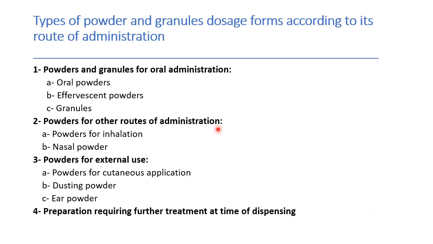Powders and granules can be classified according to the route of administration. We have powders and granules for oral administration. These include oral powders, effervescent powders, and granules. We have powders for other routes of administration, including powders for inhalation and nasal powder. And we have powders for external use, which include powder used for cutaneous application, dusting powder, and ear powder. And we have powder requiring further treatment at the time of dispensing.